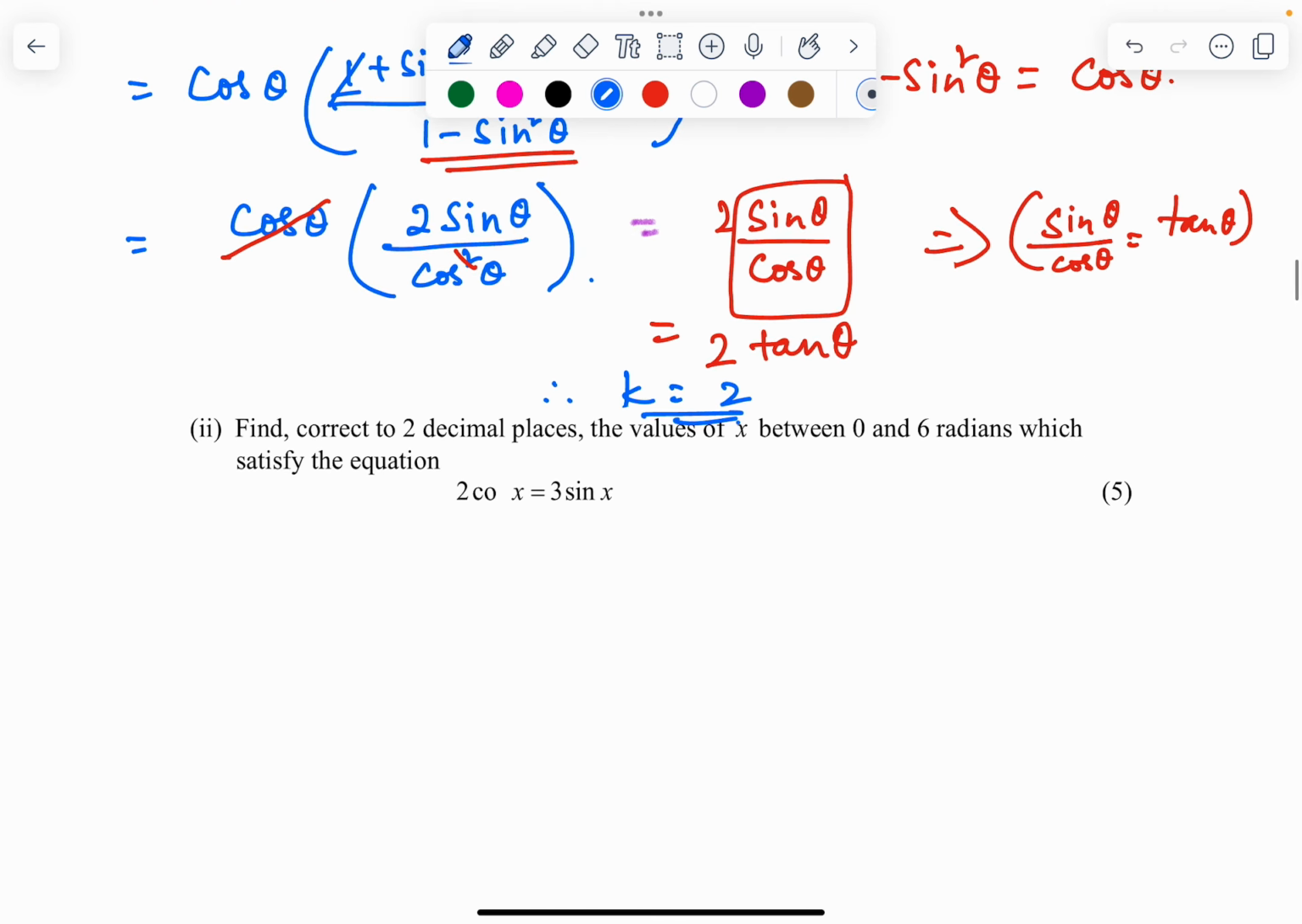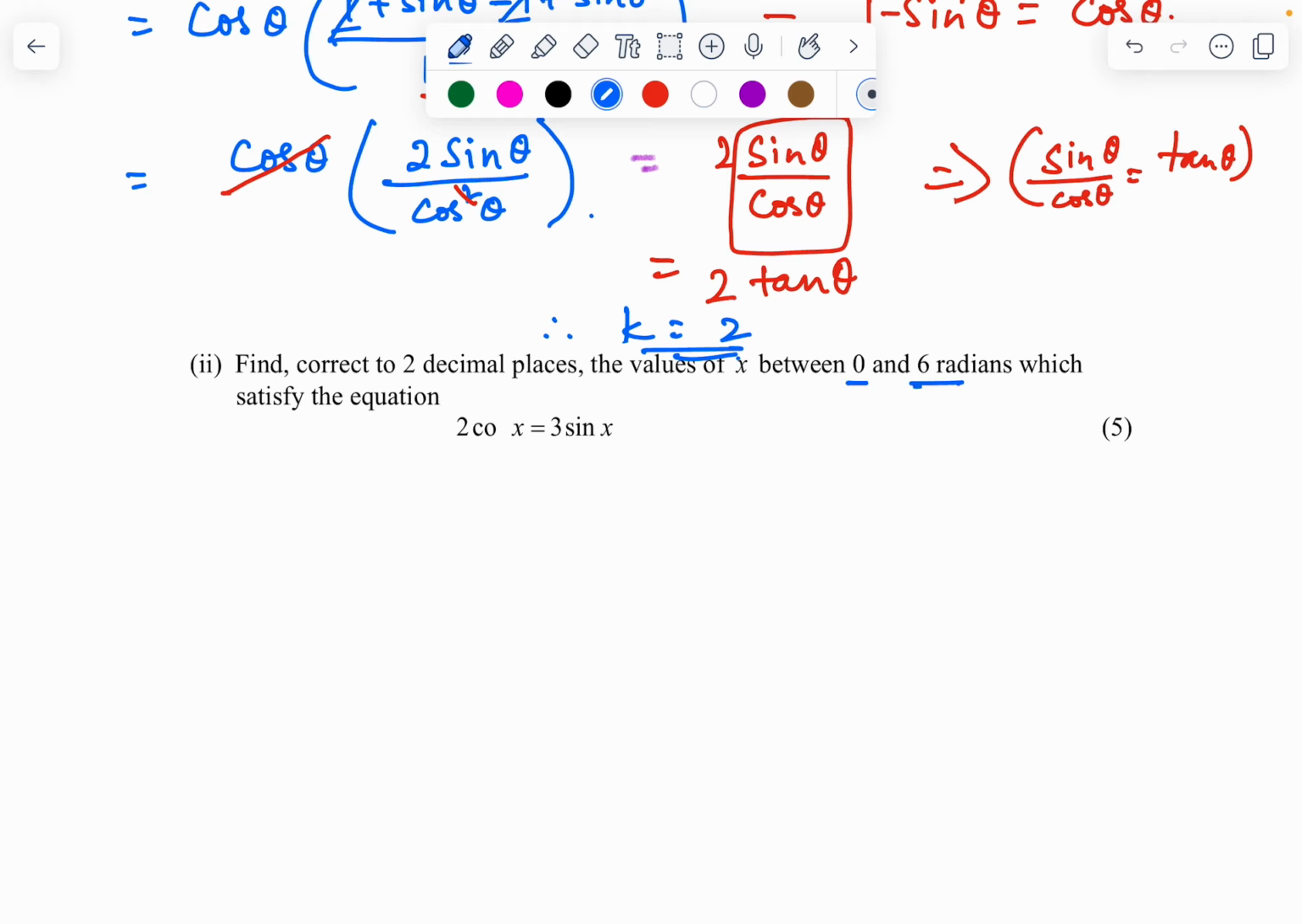Okay, so the next one. Find, correct to 2 decimal places, the values of x between 0 and 6 radians which satisfy the equation 2 cos x equal to 3 sin x. So how? One is sin and one is cos. So what do we do? We divide by cos on both sides. So cos gets cancelled. This gives me 2 equal to 3 tan x. So tan x equal to 2 over 3.